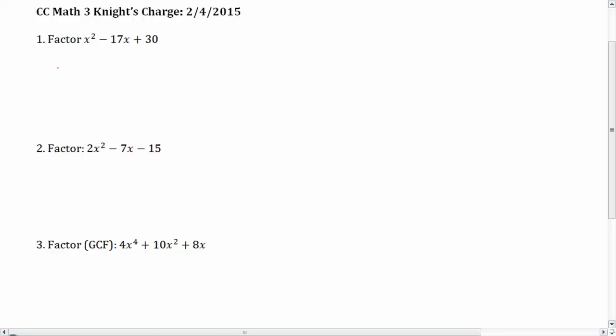Okay, for this one we're just going to start off some quick factoring. So it's the big X for the first and the second, but the third one, greatest common factor, you need to look for the common terms in all three parts.